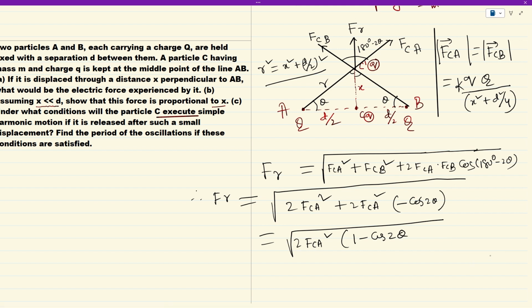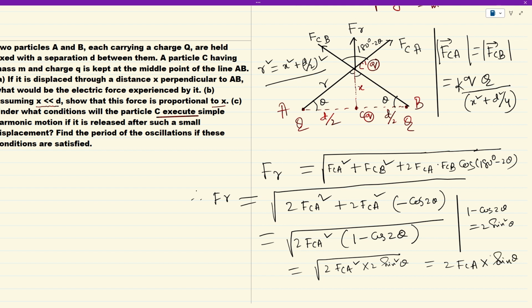So this is 2 F_CA squared times (1 minus cos 2 theta), and the formula for 1 minus cos 2 theta you know very well, that is 2 sin squared theta. So this will be 2 into F_CA squared into 2 sin squared theta, which is nothing but 2 F_CA sin theta. So the repulsive force acting on the charge at C calculated here is given by twice F_CA sin theta.